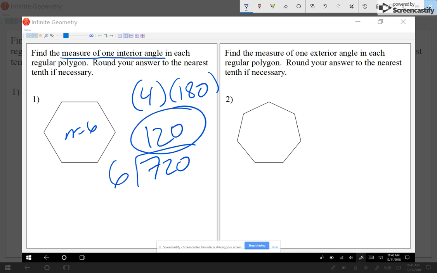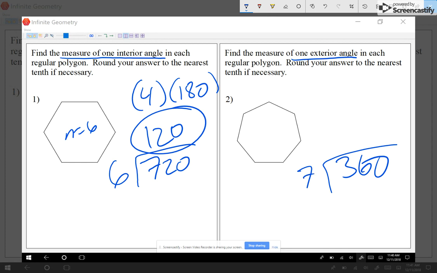Now looking at question number 2, find a measure of one exterior angle. I know they all add up to 360 when it comes to exterior. Because I'm asking how much is one of them, I'm going to divide it by how many there are. In this case, there are 7. So I just go 360 divided by 7.